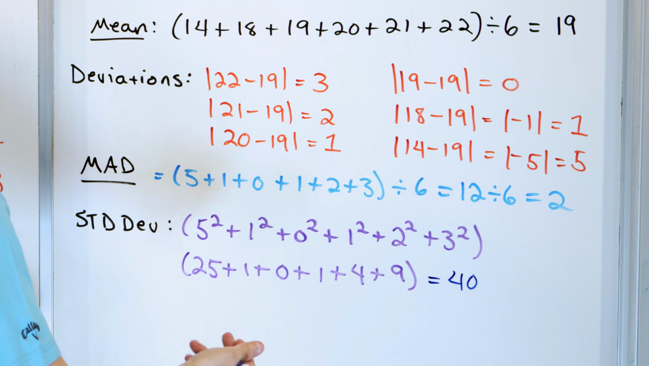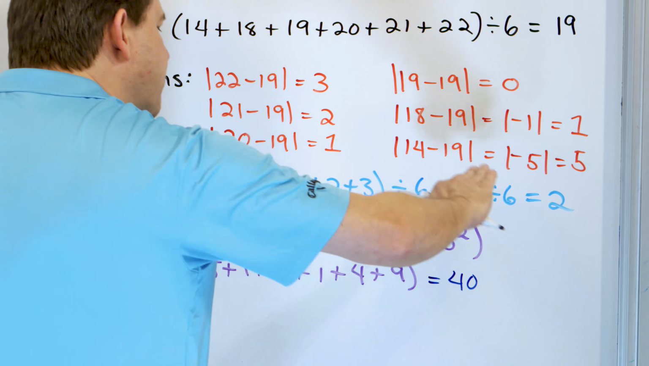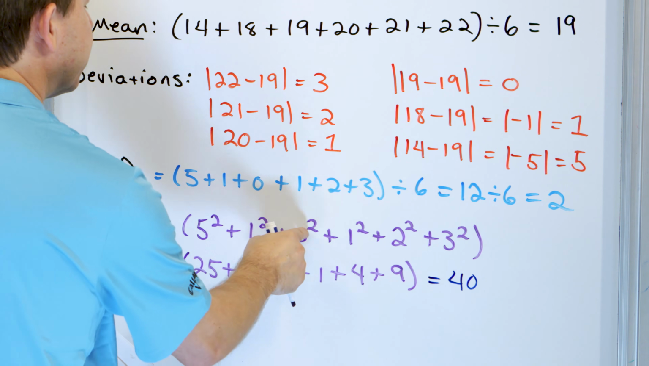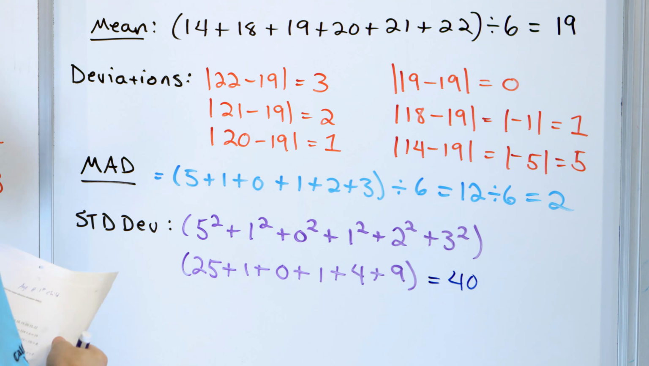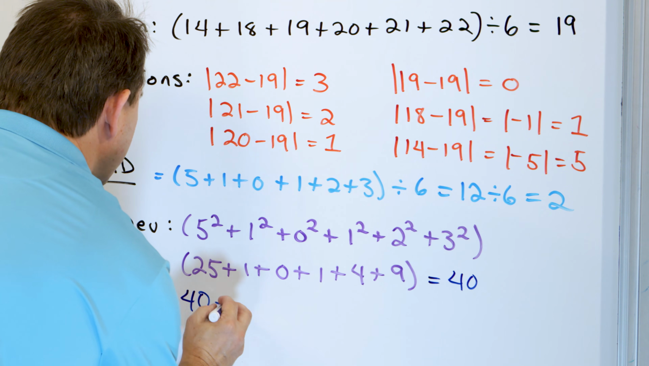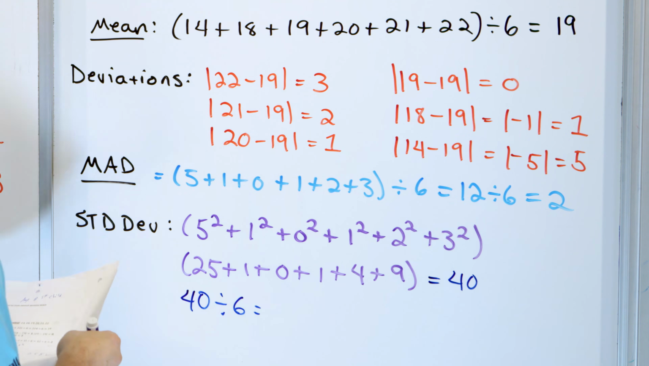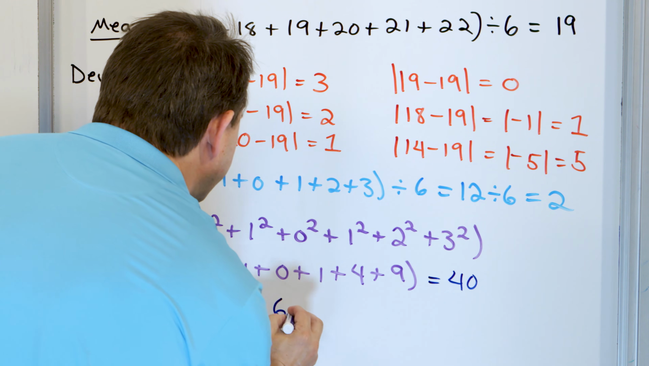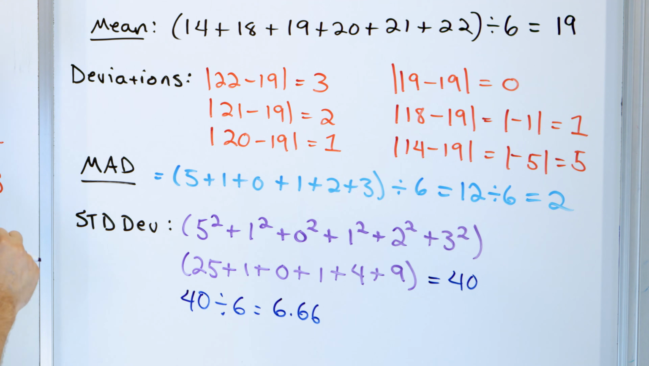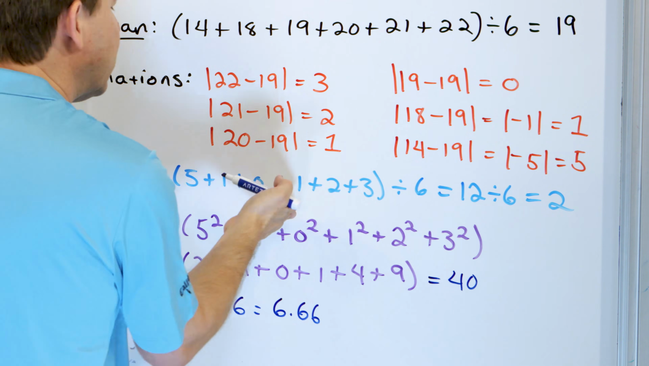But we're trying to average them, right? We square and then we add them all up. Then we have to divide by 1, 2, 3, 4, 5, 6. So we have 40. We divide it by 6. And we have 40 divided by 6. We get 6.66. Now you would think you're done because you've averaged. But the problem is you've squared all the numbers.